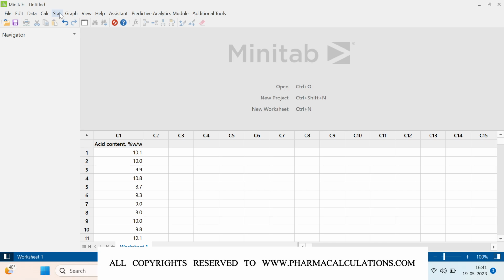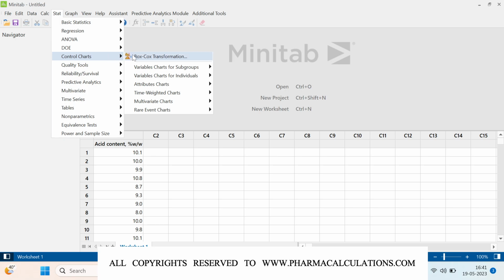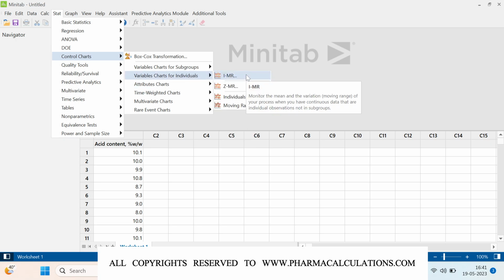So first of all, get into Stat and then into Control Charts. In these control charts you can find the variable charts for individuals, and in that you can find IMR. Also, as previously mentioned, you will find different types of charts here: X bar R, X bar S, and the attribute charts P, U, and C. These are the charts that we have discussed earlier in this video. Now coming to the data, as it corresponds to individuals data, I'll be selecting individuals and then IMR.